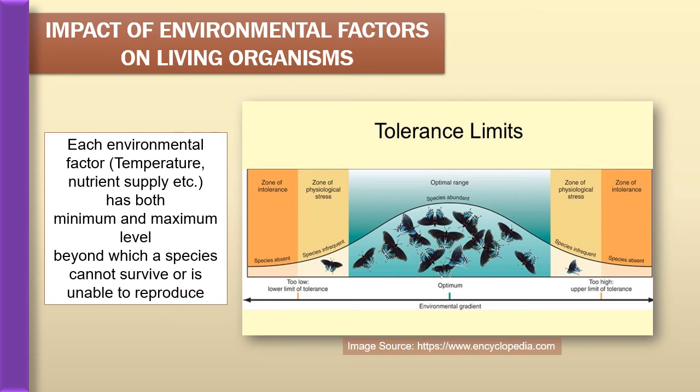So, we can sum up by saying that each environmental factor like temperature, nutrient supply, etc. has both a minimum and a maximum level beyond which a species cannot survive or is unable to reproduce.